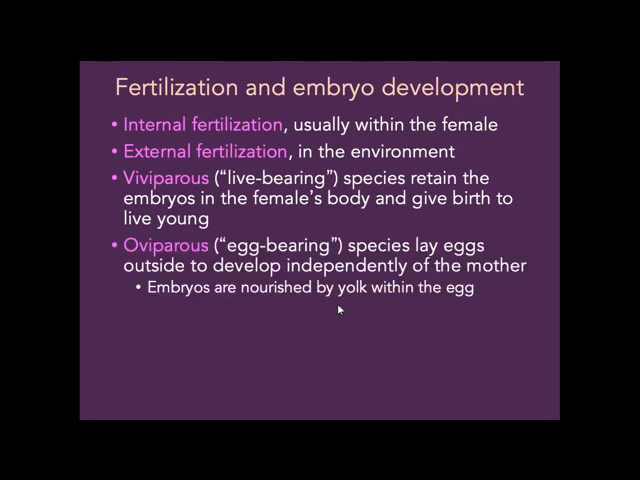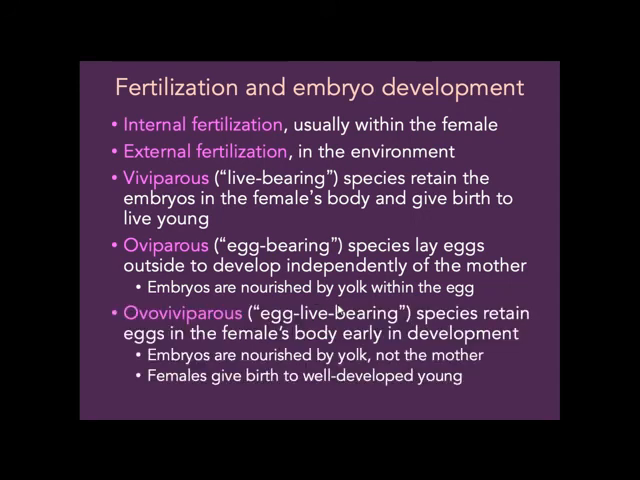Some species are ovoviviparous, so it means that the species will keep the eggs in the female's body early in development, but the mom isn't feeding them through a placenta or anything like that. Instead, the embryos are eating the yolk that's inside the egg. So basically what the mom is doing is protecting the offspring from predators, but the eggs are being nourished by the yolk that they already have with them. And then the mom can give birth to well-developed young later.